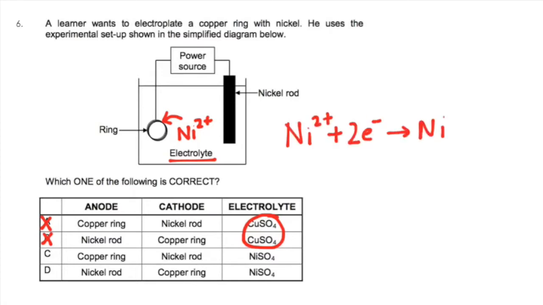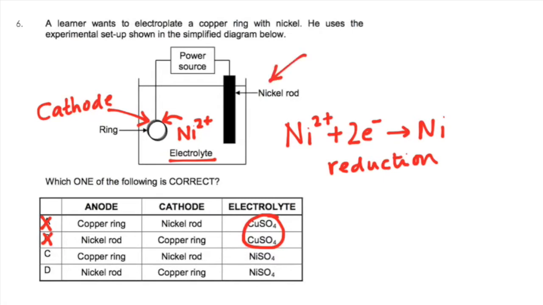Alright, so the half reaction that's going to take place, nickel 2+ is going to be reduced, gain 2 electrons to form nickel, and that's a reduction half reaction, which therefore has to happen at the cathode, and so the copper ring must be the cathode, which means that our nickel rod must be the anode. And so D is our correct answer, anode of the nickel rod, cathode of the copper ring, and nickel sulfate as the electrolyte containing nickel ions.